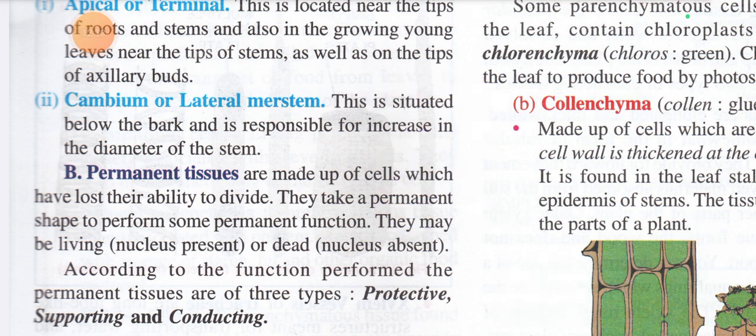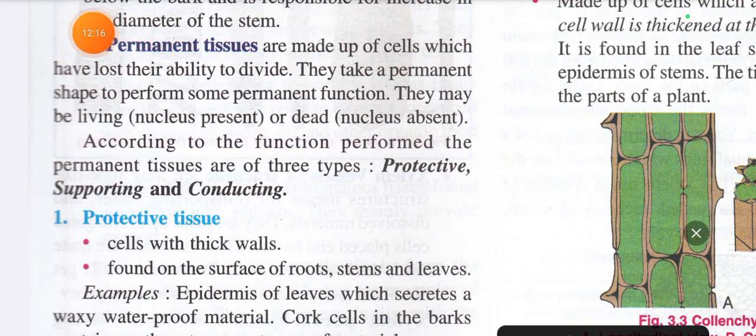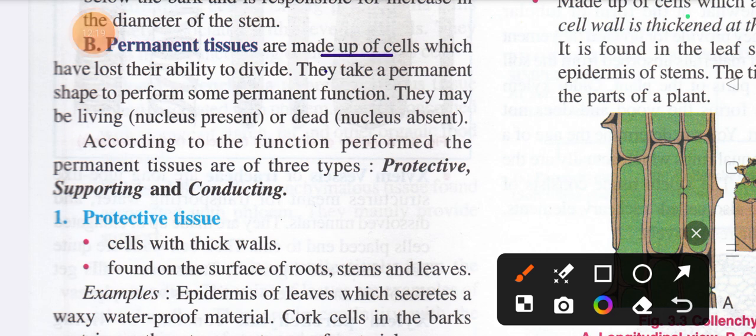Next is permanent tissue. Permanent tissues are made up of cells which have lost their ability to divide. We learned about meristematic tissue and its types, and now we are completely done with that. Now we have permanent tissue, which means tissues that cannot divide. They take a permanent shape to perform some permanent function.